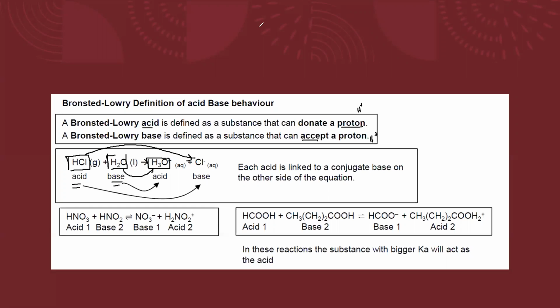And the opposite will happen for the backward reaction, because the reverse can also happen. H3O plus can lose its proton and change into H2O and HCl. So for the backward reaction, H3O changing into H2O, H3O is an acid. We don't say simply acid, we call that a conjugate acid. In the same way, the chloride ion Cl becomes HCl, so it accepts a proton. If something accepts a proton, we call that a base, but this is for the reverse reaction, that's why we call that a conjugate base. So each acid is linked to a conjugate base and each base is linked to a conjugate acid. Is it clear?